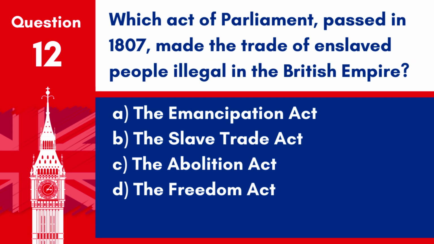Question 12. Which Act of Parliament, passed in 1807, made the trade of enslaved people illegal in the British Empire? A. The Emancipation Act. B. The Slave Trade Act. C. The Abolition Act. D. The Freedom Act.